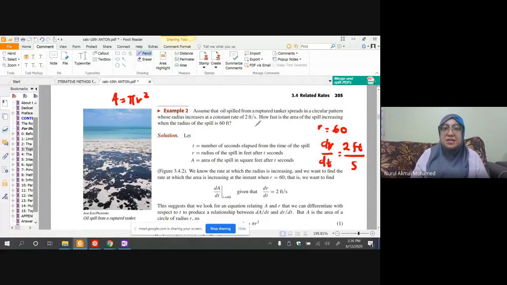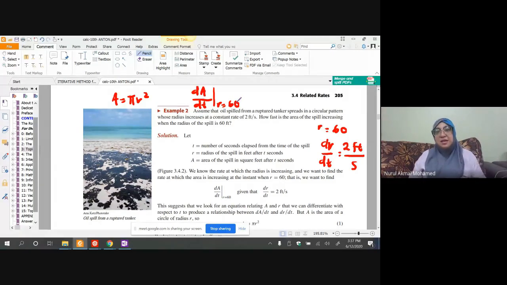So the question asks you for dA, how fast. So it means dA/dt. We are talking about the rate of the area. So the question asks for dA/dt when R is equal to 60. So this is the question. So you know that A is equal to pi R squared.